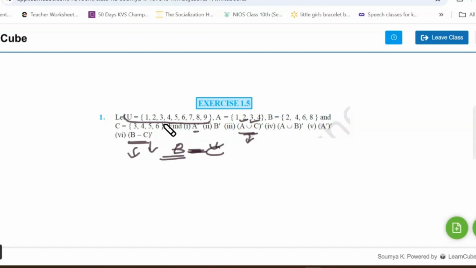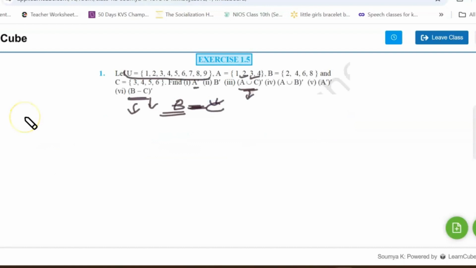So that is how we do these questions, and now let's see how to do this question from exercise 1.5 of the chapter Sets. The first question is find A complement. That means the universal set is given to you, set A is given, set B is given, and set C is given. So A complement will be: take this universal set and remove the elements of A from here. Just say 1, 2, 3, 4 won't be here, only 5, 6, 7, 8 and 9. These are the elements of your A complement.